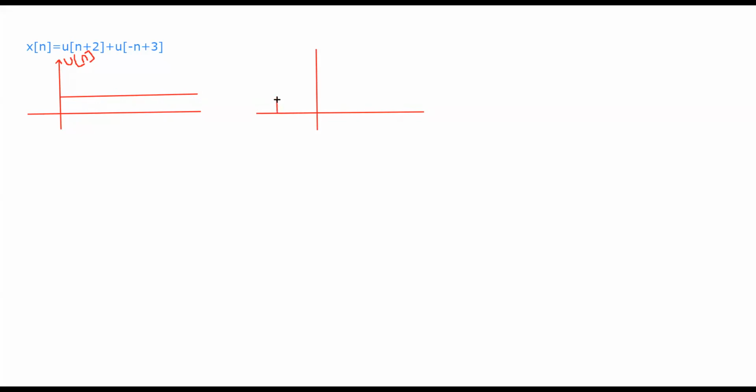Ma'am, it is a continuous time signal, ma'am. Yeah, that's good. I'm expecting this. The thing here is I should draw a discrete time signal, but I am drawing a continuous time signal. u of n means this is how a discrete time signal looks like.